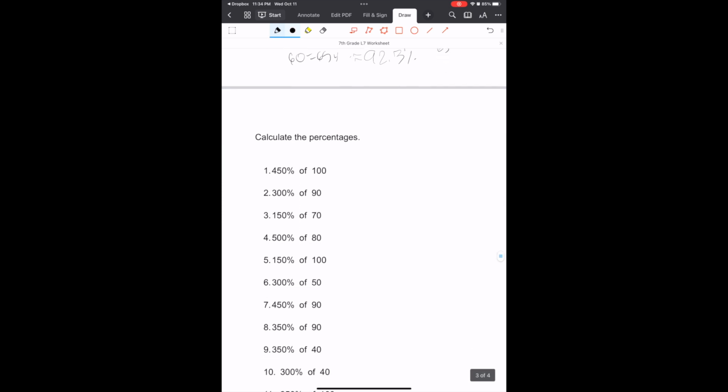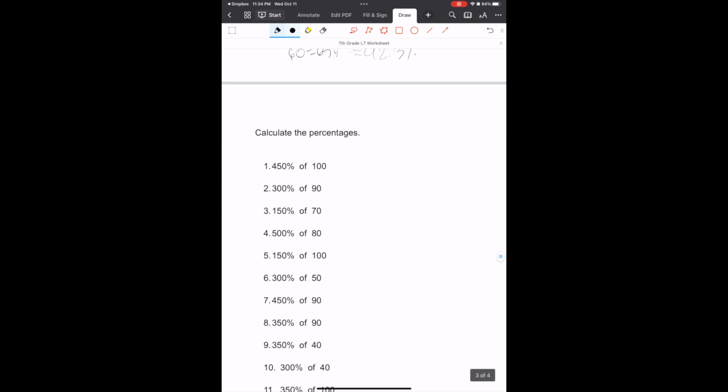Alright, let's move on to calculating the percentages. 450% of 100. Well, that would just be 100 times 450%, or 4.5. So what we could do is just do 100 times 4.5, and you get that. So 450% of 100 is equal to 450.